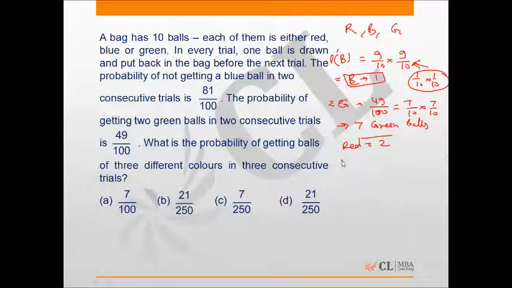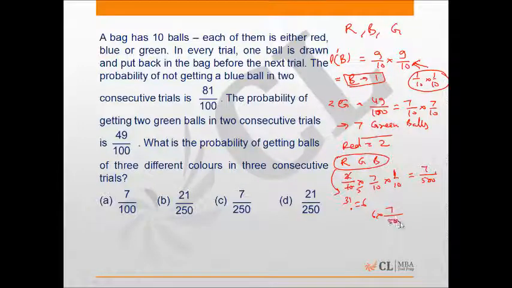So let's say if I take a combination of red, green and blue, I have a probability of 2 by 10 into 7 by 10 into 1 by 10, which is 7 by 500. But instead of red, green and blue, I can take any combination, and the number of these combinations will be 3 factorial, which is 6. So my answer is 6 into 7 upon 500, which is nothing but 21 by 250. That is the final answer.